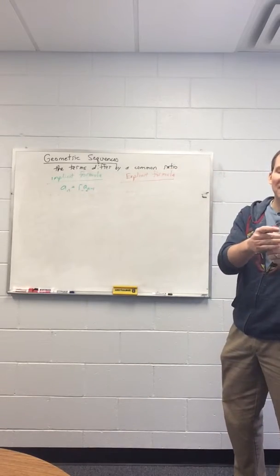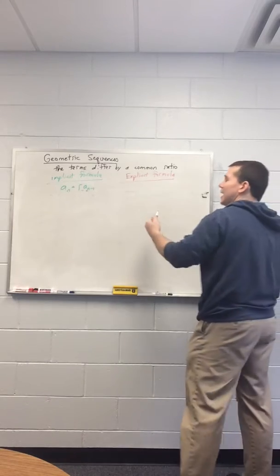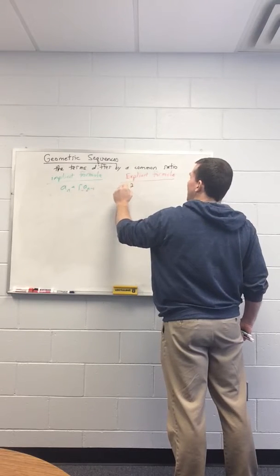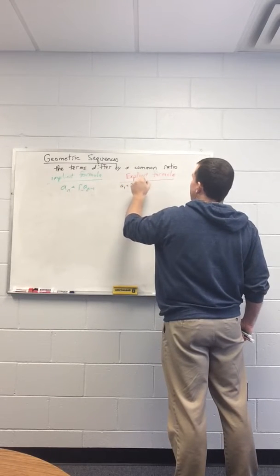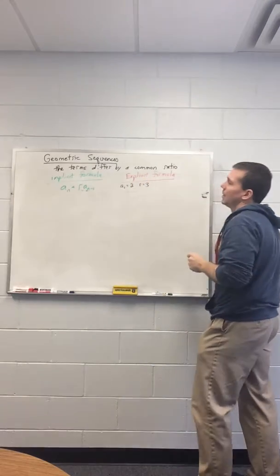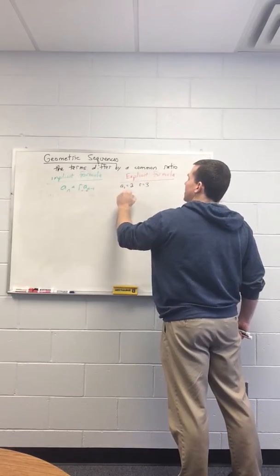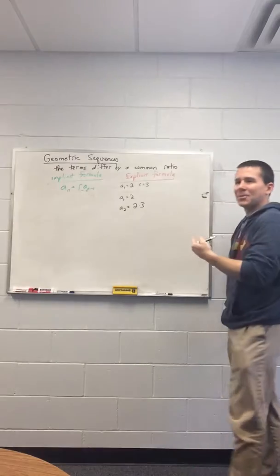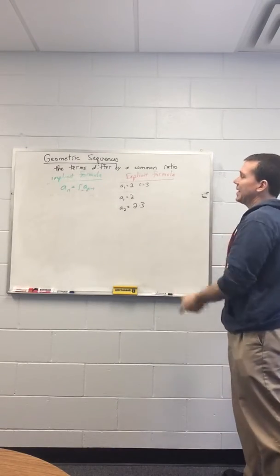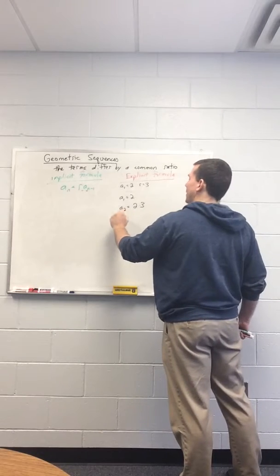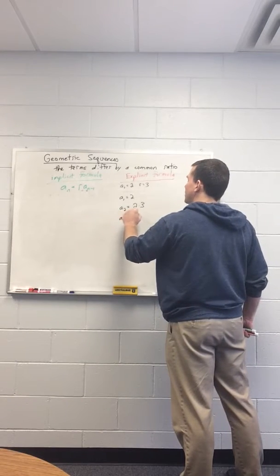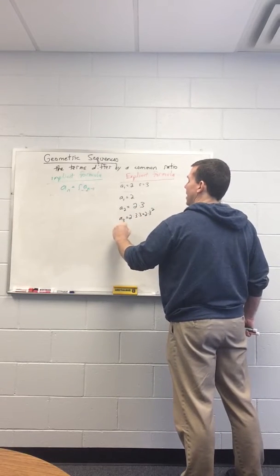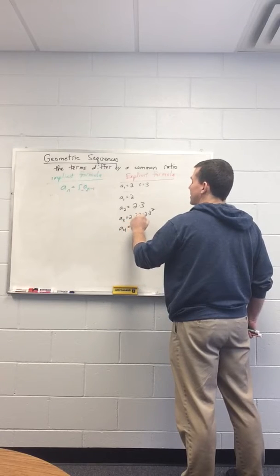We can do the exact same thing we did with arithmetic sequences to generate it. We'll start with one we know. Suppose for the sake of argument, we'll say a sub 1 equals 2, and the ratio is 3. Then if we list the terms out, a sub 1 is 2, a sub 2 is 2 times 3. Again, much like with the arithmetic ones, I know that's 6, but we're writing it this way to get an idea of what's going on. A sub 3 is 2 times 3 times 3, which is 2 times 3 squared. A sub 4 is 2 times 3 cubed.